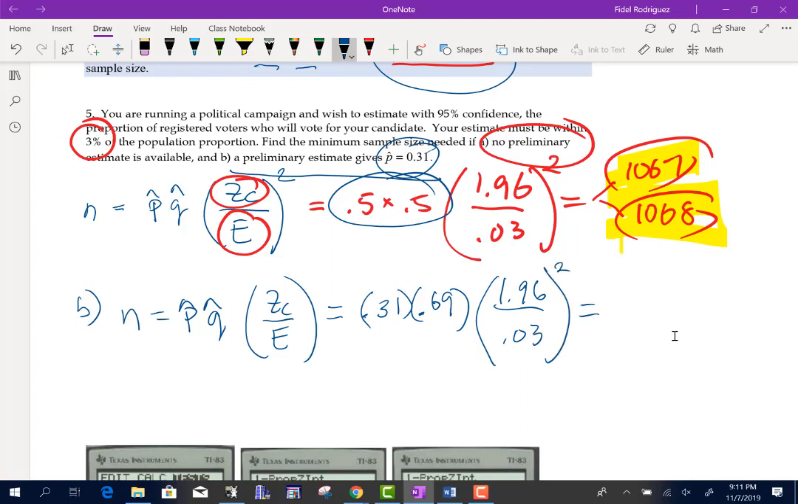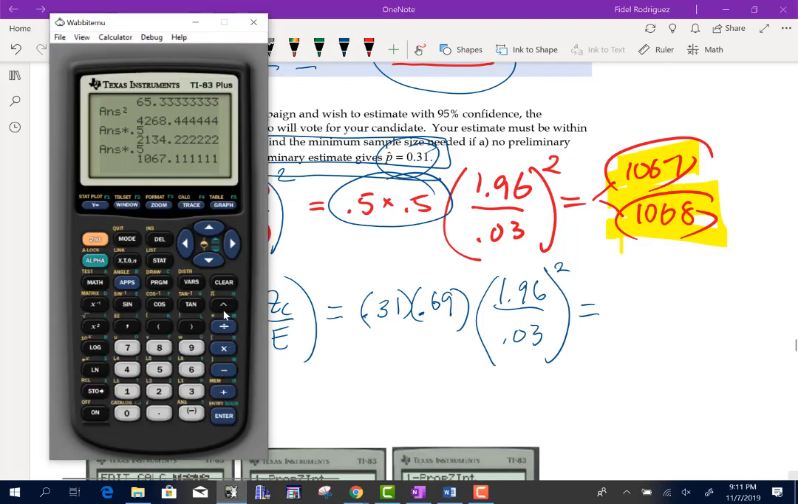Yeah, because see how the problem here, Myra, was telling me there was a part A and a part B? So we're just doing part B now. Part B just says, let's use that part now. So guys, I'm going to grab my calculator one more time. Just like we did earlier, we're going to take the 1.96 divided by the 0.03, and then we're going to square it. Now we're going to multiply it by 0.69, and then we're going to multiply it by 0.31.